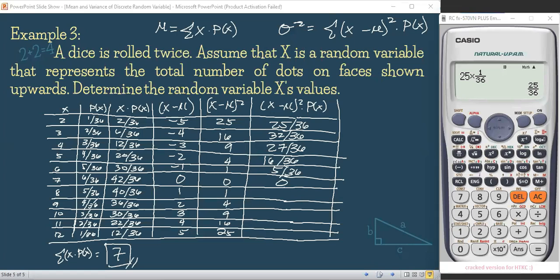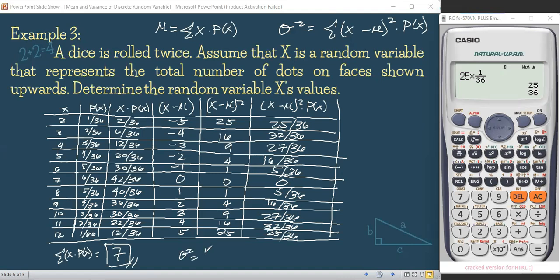So 1 naman po times 5 over 36, that is 5 over 36. So 4 naman po times 4, that is 16 over 36. 9 times 3, that is 27 over 36. 16 times 2, that is 32 over 36. And 25 naman po, 25 over 36. Now we get the summation of this in order for us to get the variance.